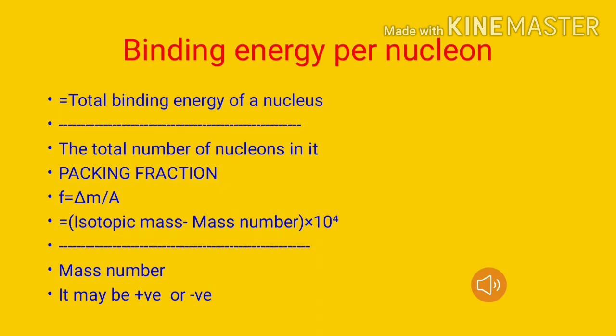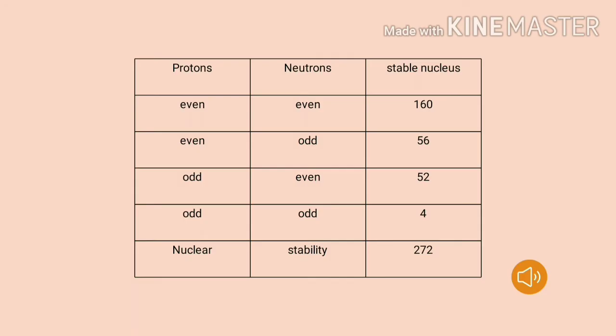Binding energy per nucleon is defined as binding energy of a nucleus by total number of nucleons in it. Nuclear stability is given in this table. If you observe it, protons are even, stability is very high. Protons even and the neutrons are odd, it will be less than the first one. Protons and neutrons are odd, the stability is very less. That's all.